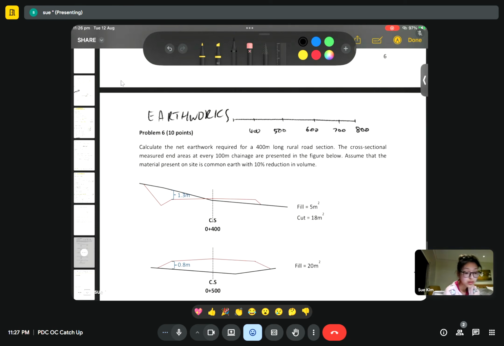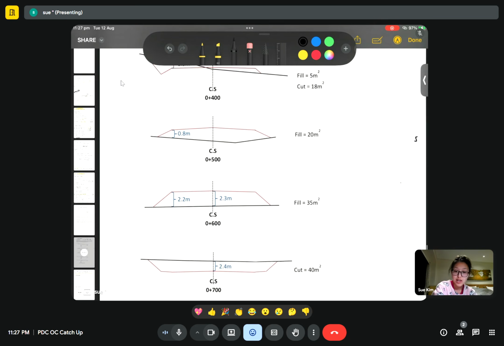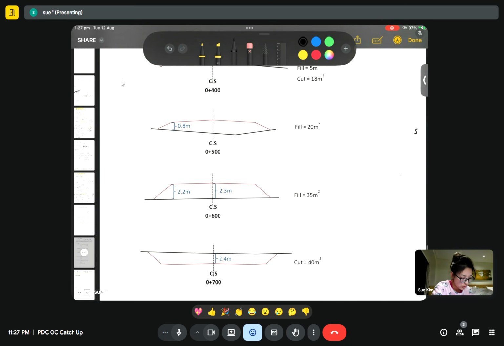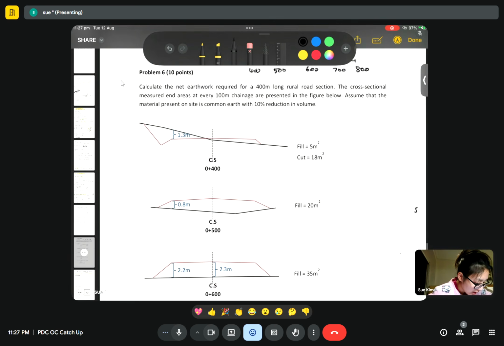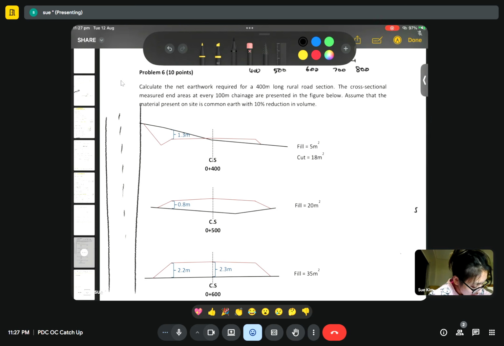So basically all of your Earthworks questions, you're going to get them in this format. So there's going to be a bunch of cross sections like this, and you get a bunch of numbers like this. So how you should think of this is they're giving you the cross section at regular points along the road. So imagine there's a road like this, right? And then each of these diagrams is a cross section like this. So every 100 meters they took a cross section, and then they've drawn it for you here.